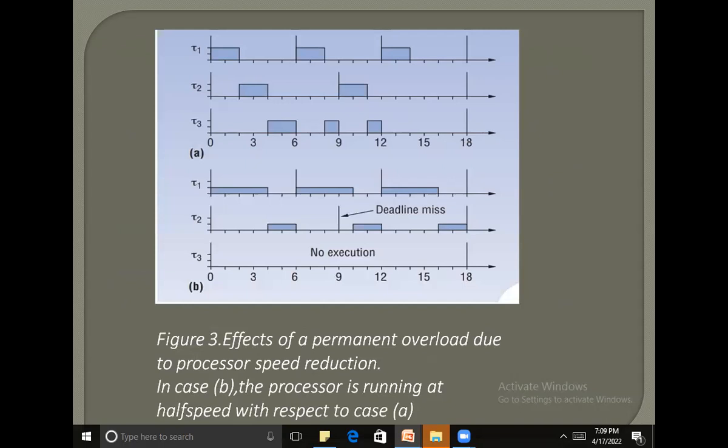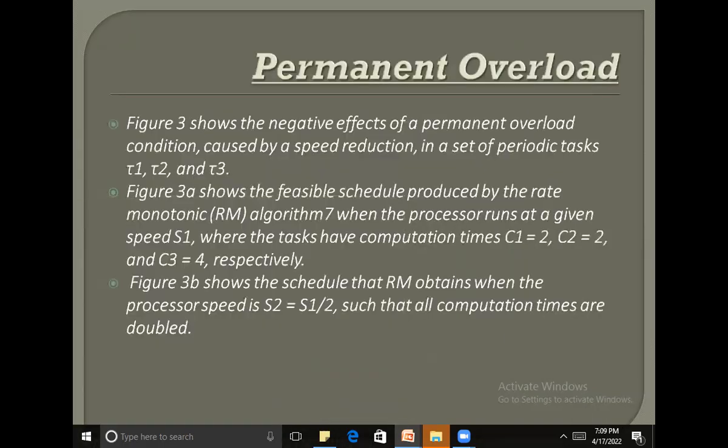Here is Figure 3, showing the effects of a permanent overload due to a processor speed reduction. In case B, the processor is running at half speed. Now, permanent overload. Figure 3 shows the negative effects of a permanent overload condition caused by speed reduction in a set of periodic tasks T1, T2, and T3.